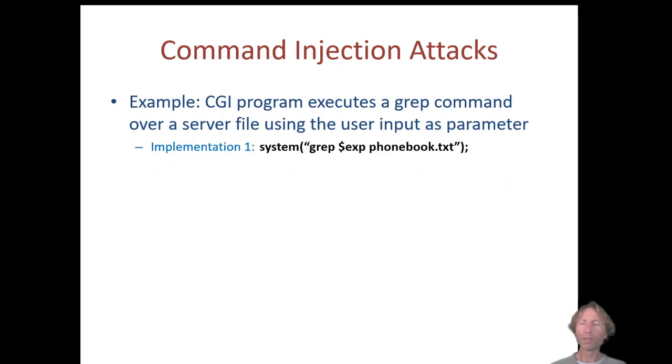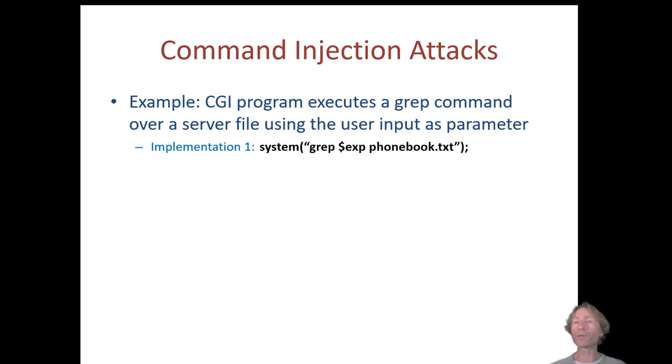So here we have, say, a CGI program that, as part of its execution, is going to execute a grep command over a file. Okay. And some of the user input is used as a parameter. So it's untrusted and unsanitized user input. And what the CGI program is going to do is it's going to execute system, and then what command will it be executing from the shell? The grep command, right? So grep with the untrusted user input, because that's going to be the keyword that we're going to look for in this file, phonebook.txt.